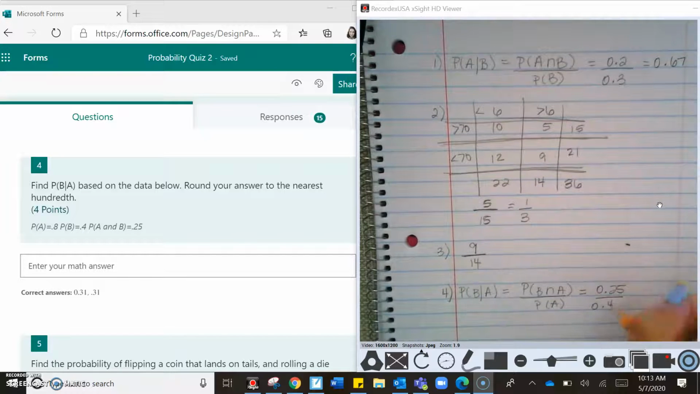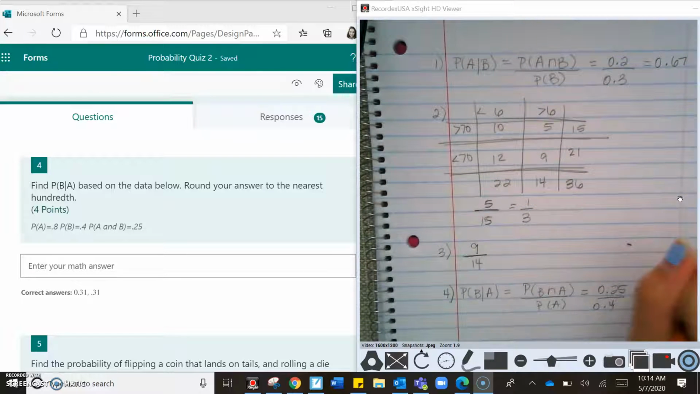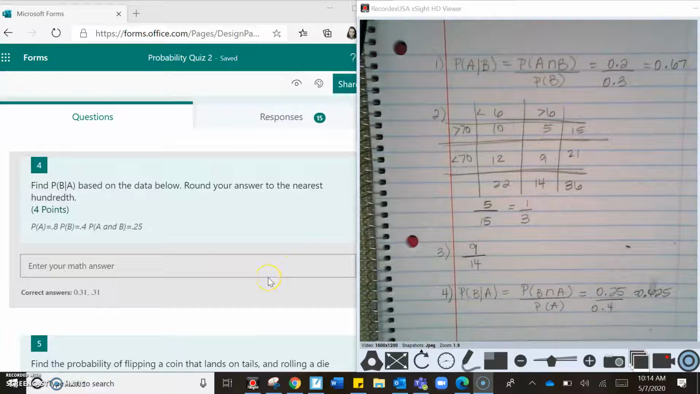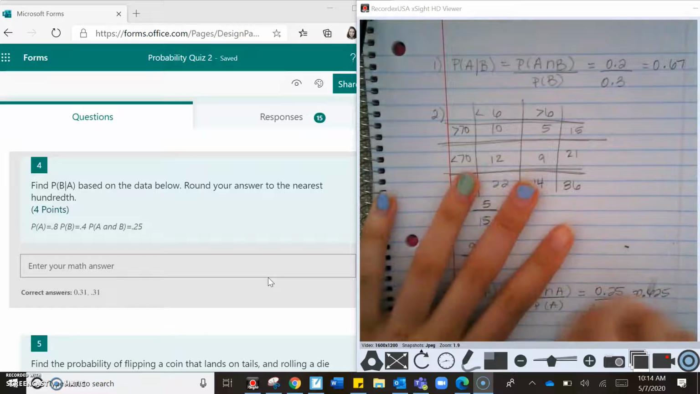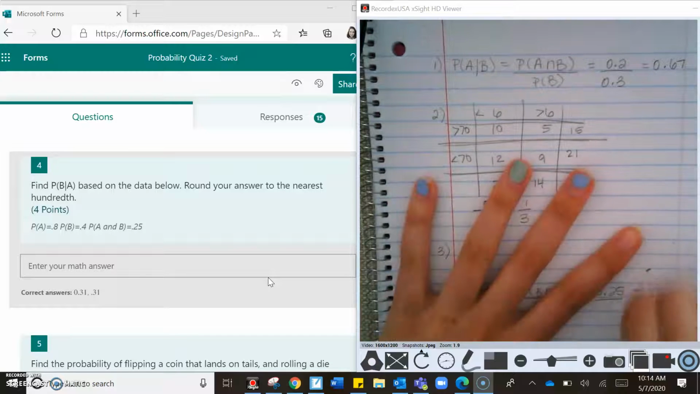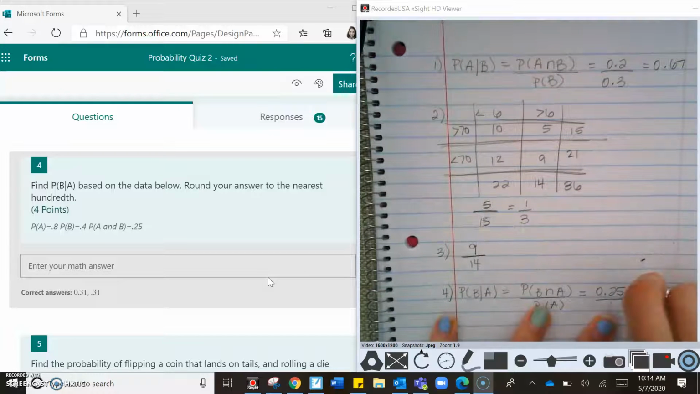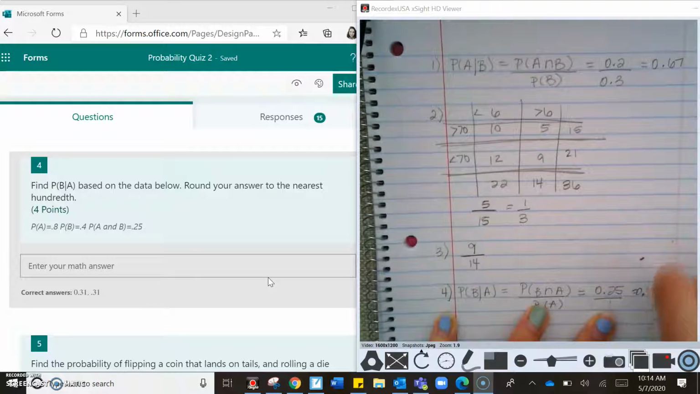Again, I'm going to complete this division in my calculator, and I get 0.625. But the directions say round to the nearest hundredth. Oh, whoopsies. Found my mistake here. I used the wrong probability. Maybe that's what you did. I hope maybe you're catching your mistakes as I work on them too. So that's what not to do.